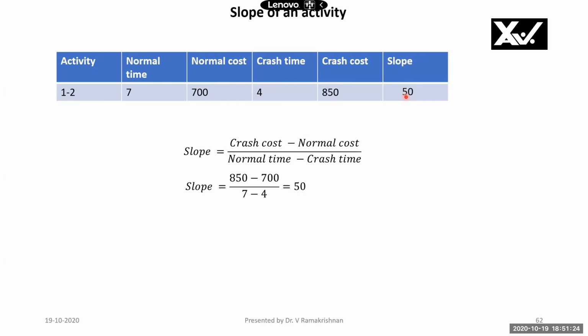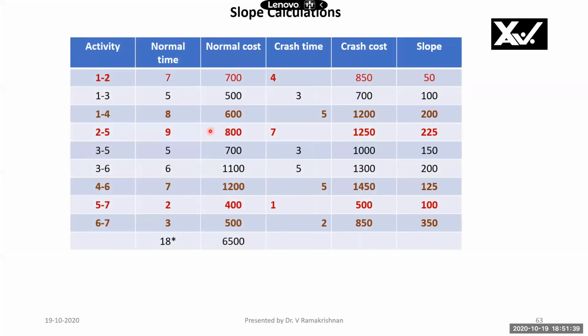What does this slope indicate? It indicates that if I reduce the activity duration by 1 day, I will have to incur a crash cost of 50 rupees. Right? This is what indicates. Now for all the activities, I have found out the cost slope. We will verify for one more activity here. For activity 3, 6, we can see that normal time difference is 6 minus 5, 1. And crash cost minus normal cost is 200, 1300 minus 1100 is 200. So 200 by 1 is 200, it's okay.